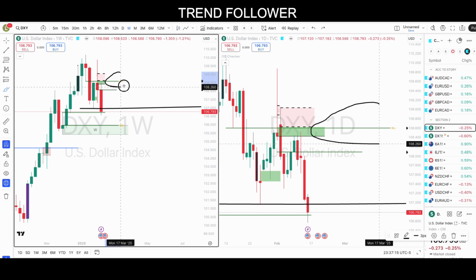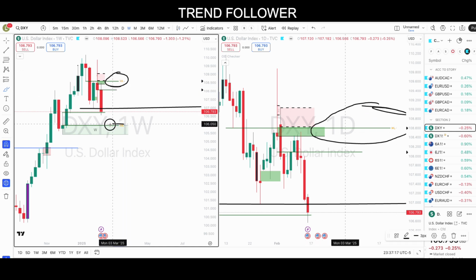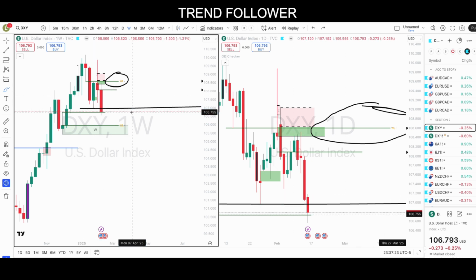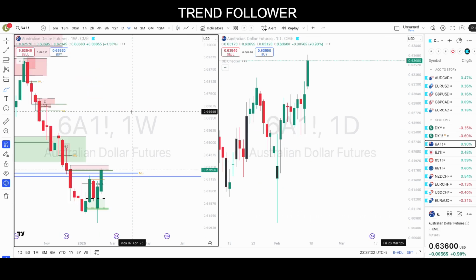So I know for sure this can be a great sell zone. I know for sure this can be a great buy zone, but I don't know if this is the great sell zone or buy zone. So that means what? That means it can be a low probability move, and let's be safe. Let's stay out of it, right? So DXY is in that kind of space.